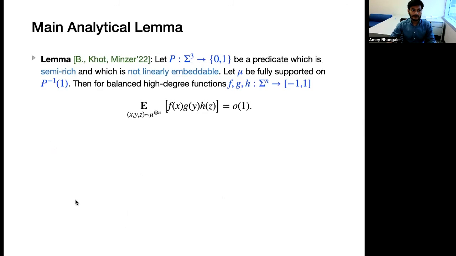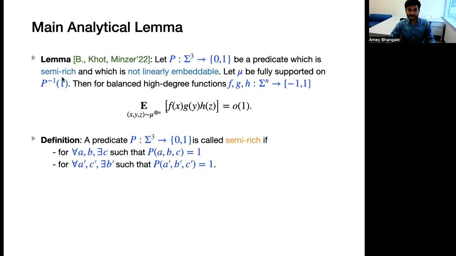So what we show is that if a 3-ary predicate does not satisfy any linear embedding, and if the predicate is semi-rich, which I will define next, then the conclusion holds. Then if we take the expected product of these 3 high degree functions, this expectation is small, if the distribution mu is fully supported on P inverse 1 and the predicate P is not linearly embeddable and semi-rich.